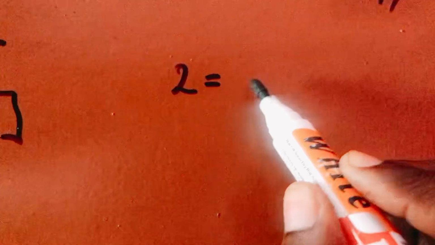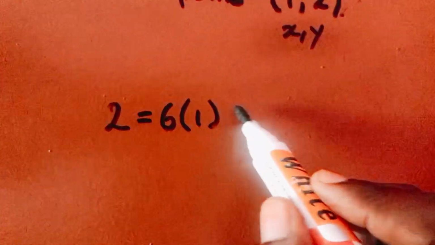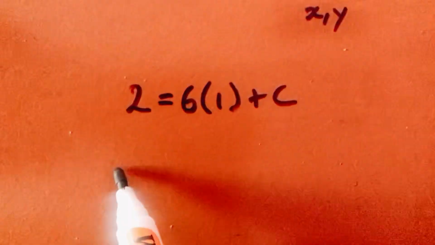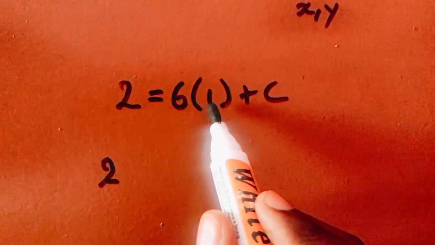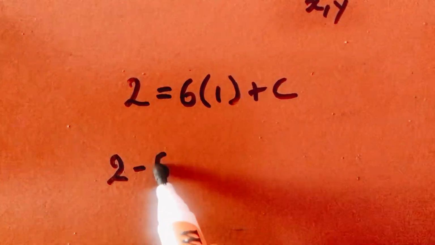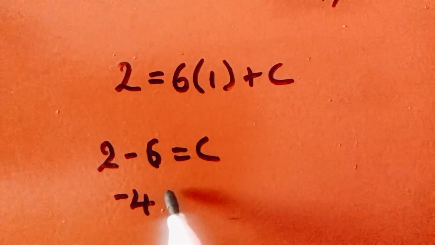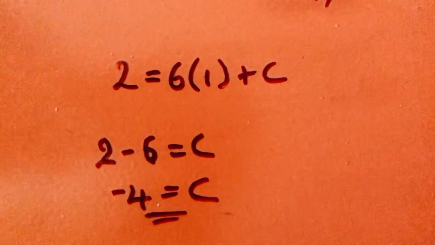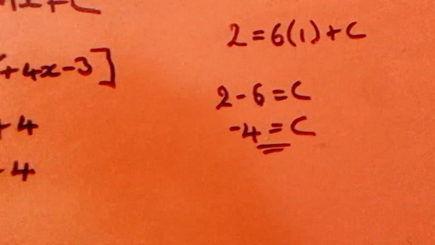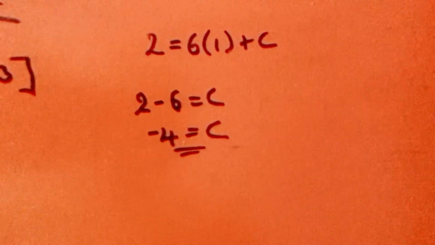So instead of saying y is equal to mx plus c, we're going to say 2 is equal to m, the 6 that we just found, times x, the 1 that we have in our point, plus c. So we have 2, and 6 times 1 is just 6. It comes over this side and becomes minus 6, equal to c. So negative 4 is our y-intercept.